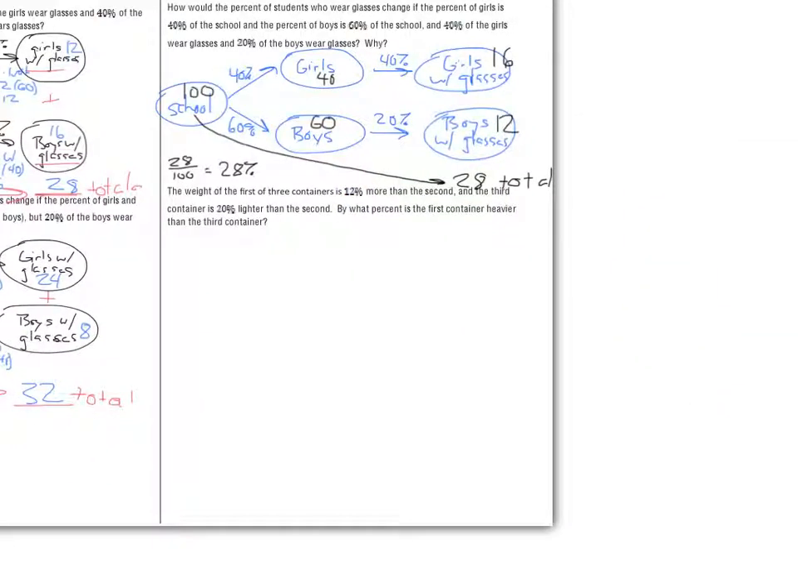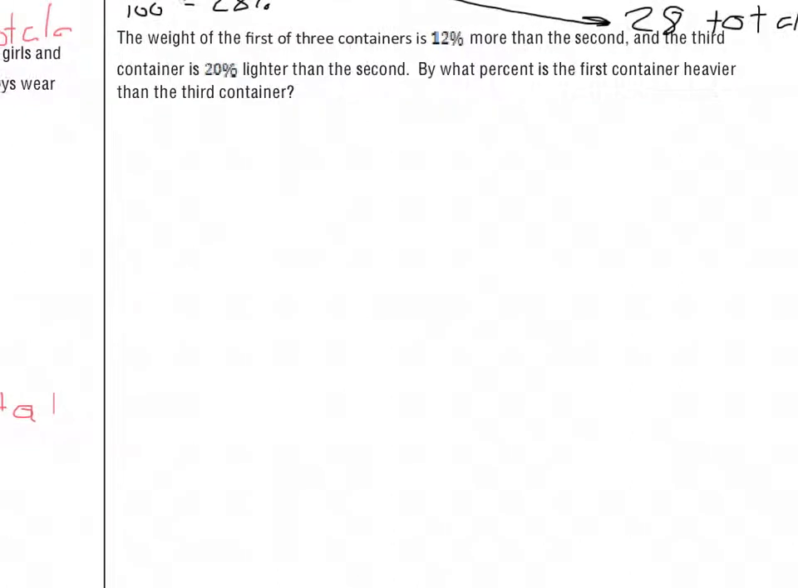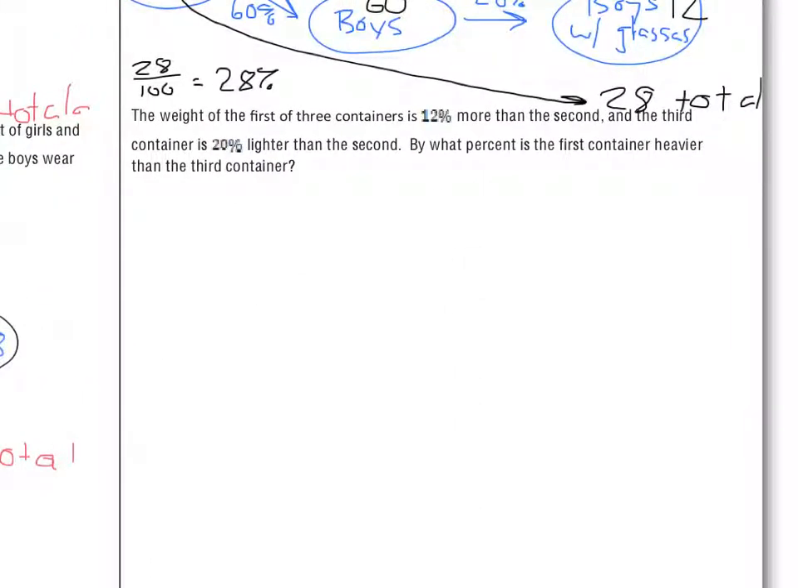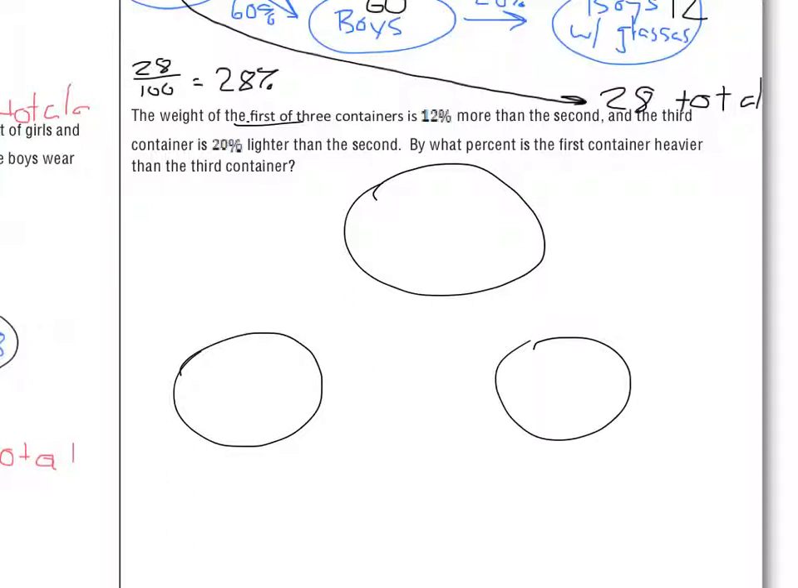Alright, so looking at the next one, it says the weight of 3 containers. Alright, so I'm going to start with 3 containers. I'm just going to call them, since they're labeled here, this is going to be my first, this will be my second, this will be my third. The first of 3 containers is 12% more than the second. So we have to be careful with this one. It's not 12% of the second, it's 12% more.